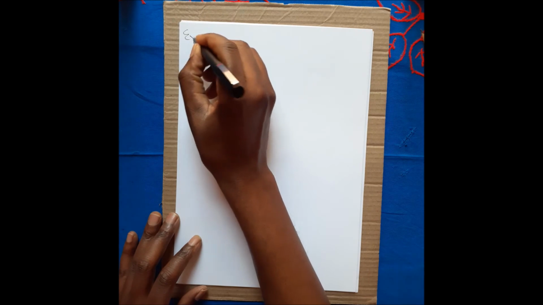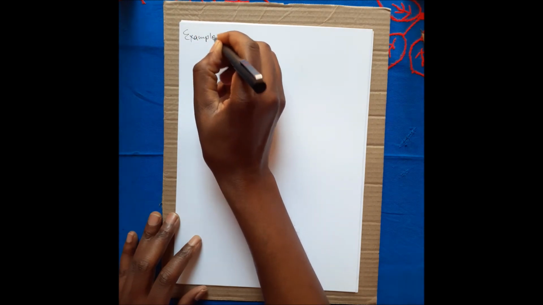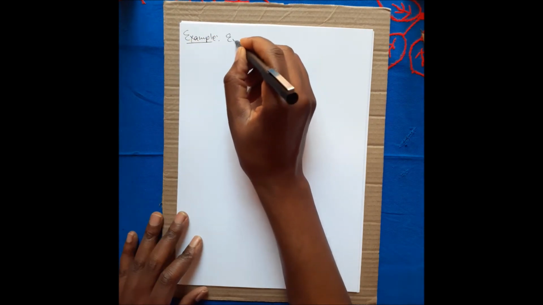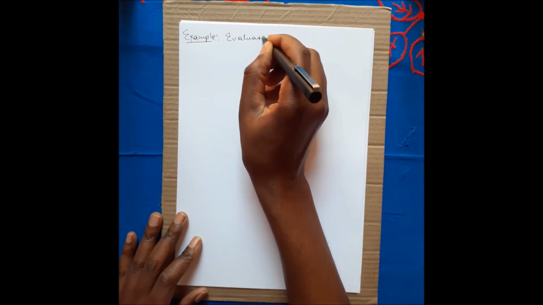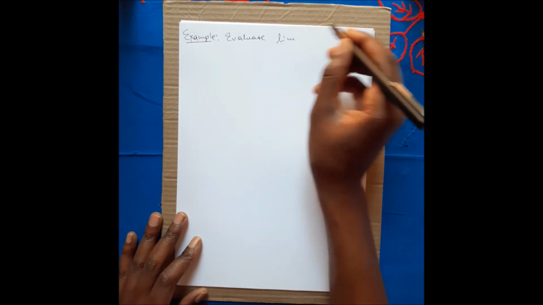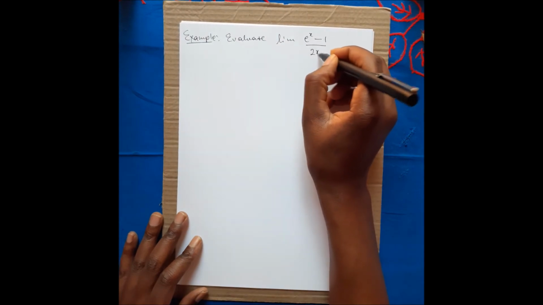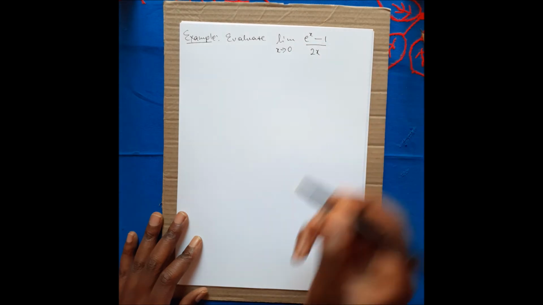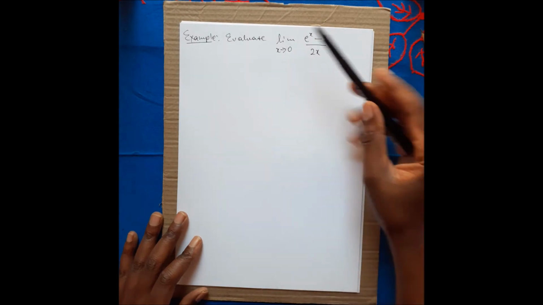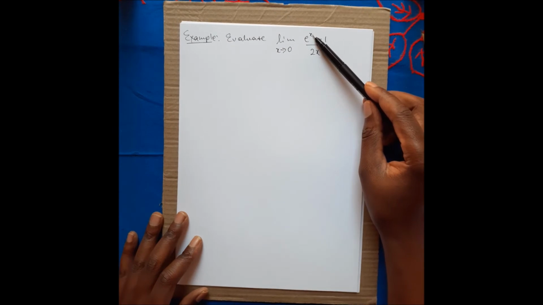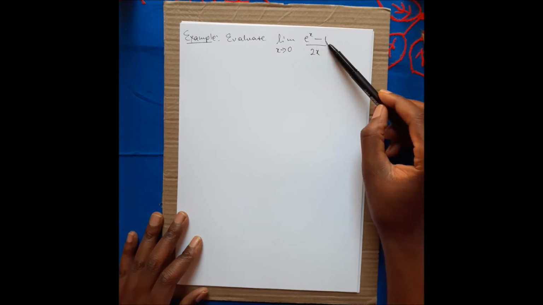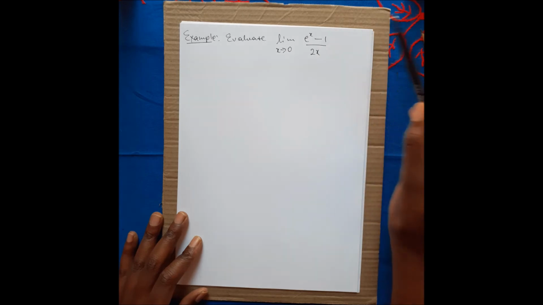For example, let us evaluate the limit of e to the power of x minus 1 over 2x as x is approaching 0. If you do direct substitution, you put 0 there, you will get 1, and 1 minus 1 is 0. You put 0 here, you get 0. So this is an indeterminate form of type 0 over 0.